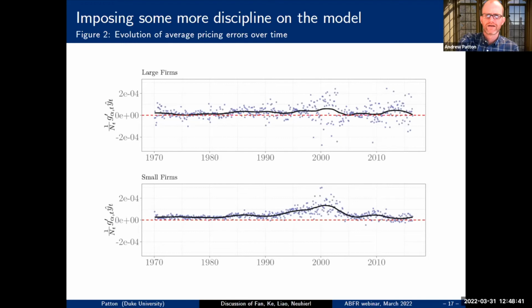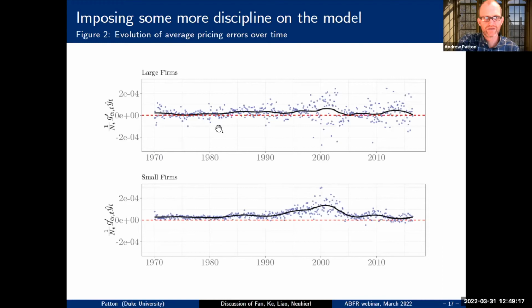And then probably my last comment. This is a picture from the paper, and it's a really interesting picture. Because the authors do things period by period, you can get results for each month through the sample using the cross-section and the time series. What the author is showing here, from their figure two, is roughly a time series of the pricing errors across time. The black line is a kernel smooth of this, and the blue line are the actual point estimates of those things. Large firms here are the top 20% by market cap.